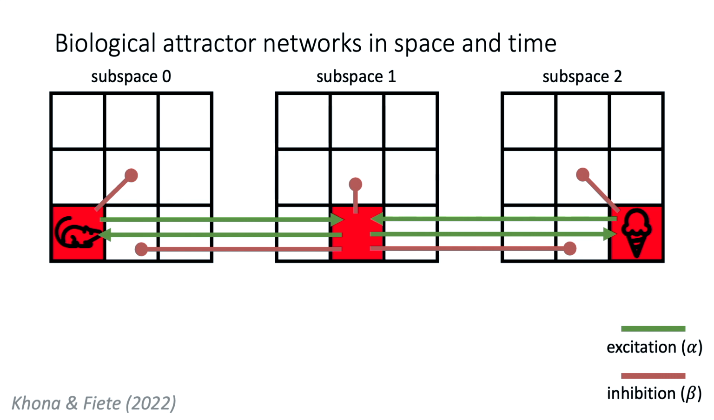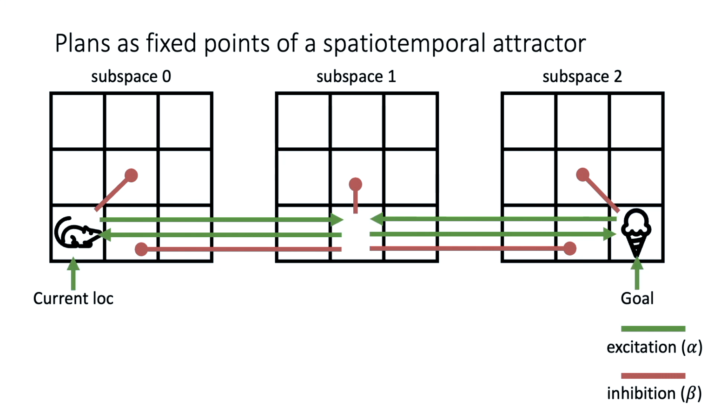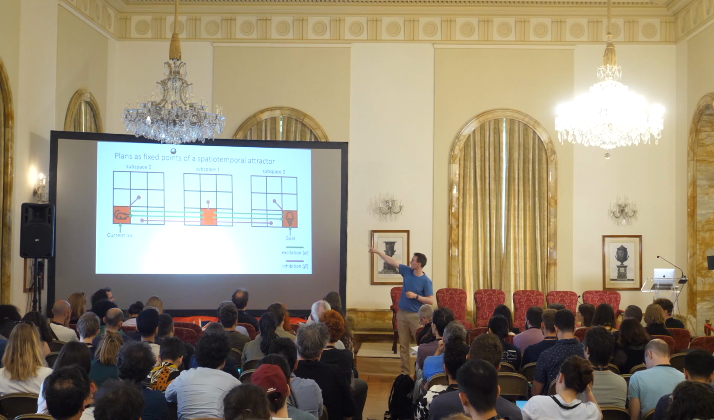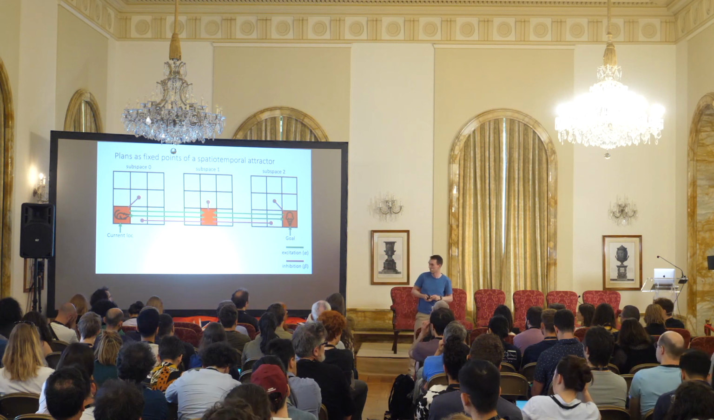And so now we have the ingredients of a planning algorithm, right? Because say I know where I'm starting from, I'm starting from over here where the mouse is, and I know where I'm going to. I'm going to the ice cream shop to get an ice cream. I can provide input to where I am and where I'm trying to go. That will cause activity to increase, and then through these attractor dynamics, I will converge to one of these paths, which is a solution to the planning problem that takes me from where I am at time point 1 at state A to where I'm trying to go at time point 3 at state ice cream shop.